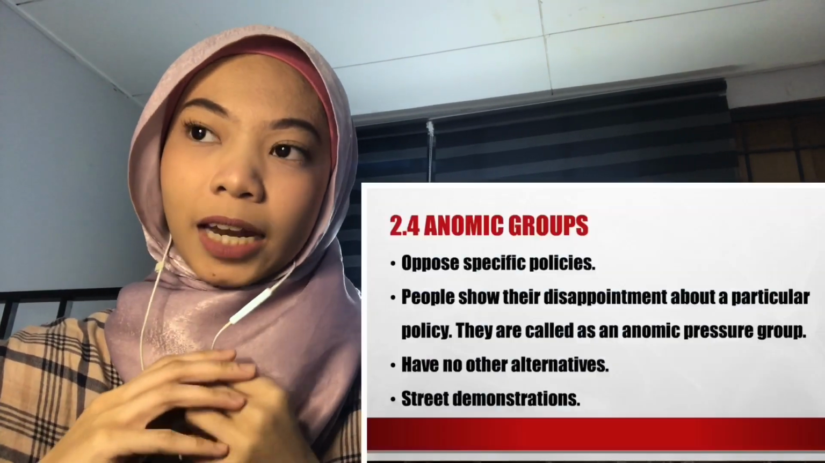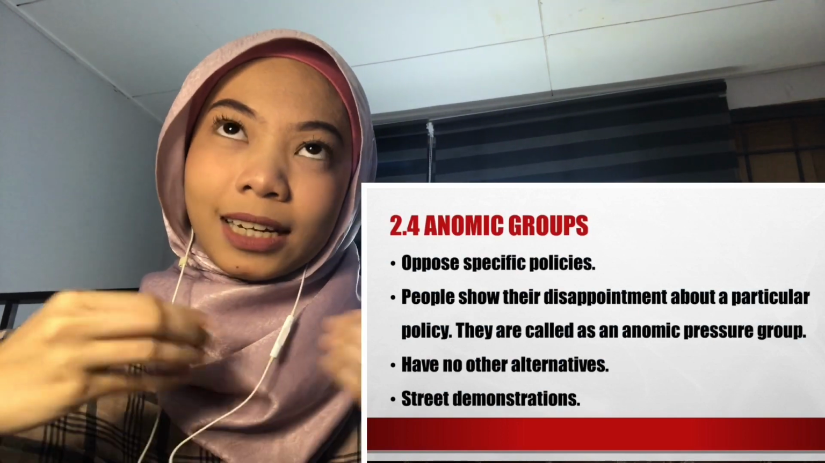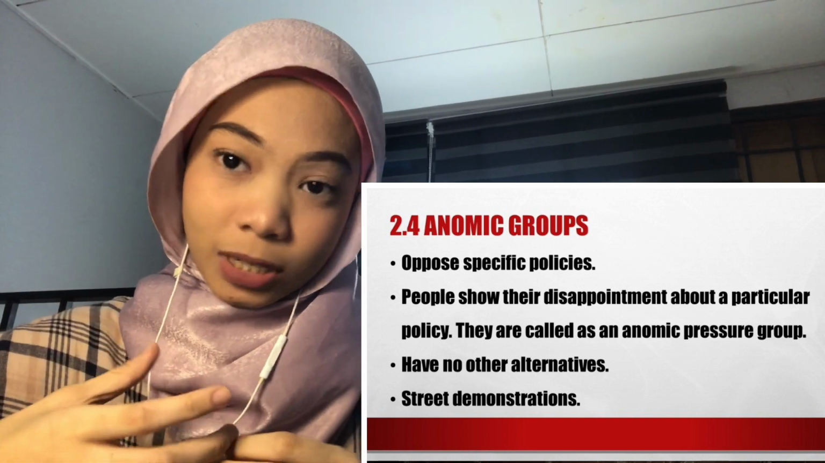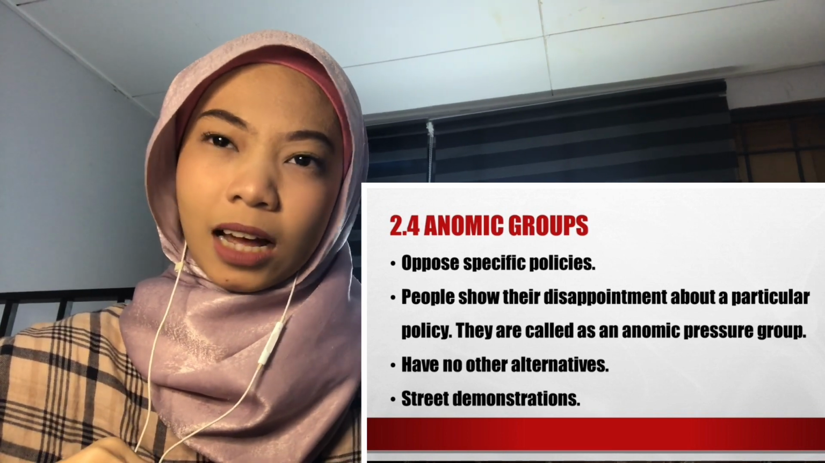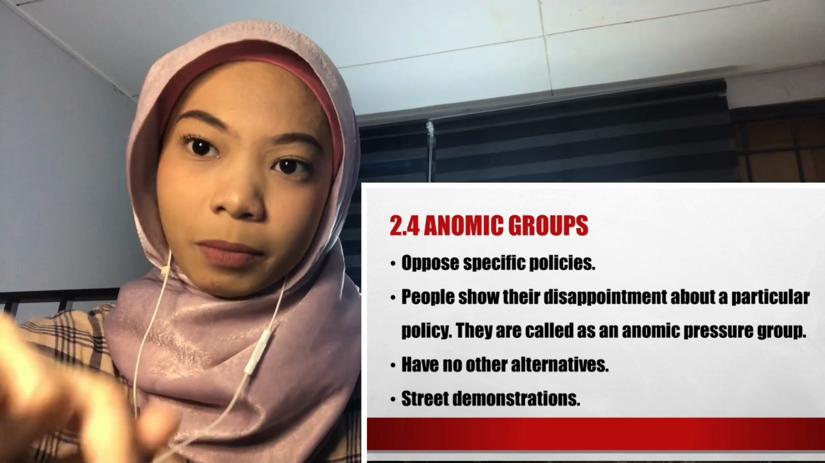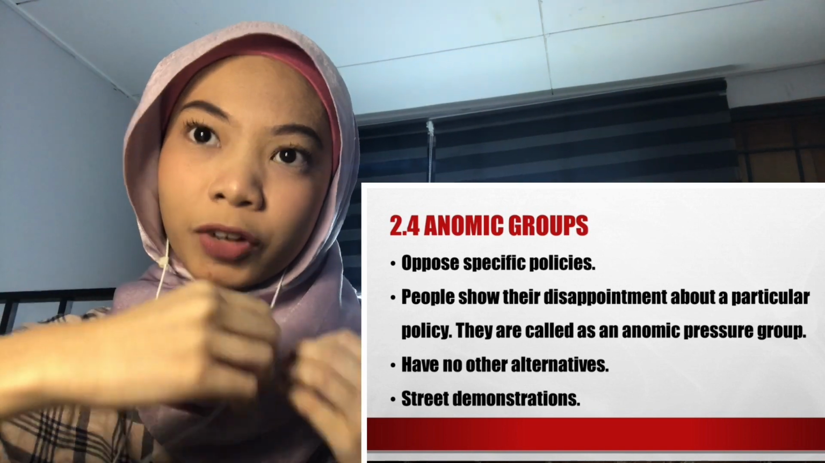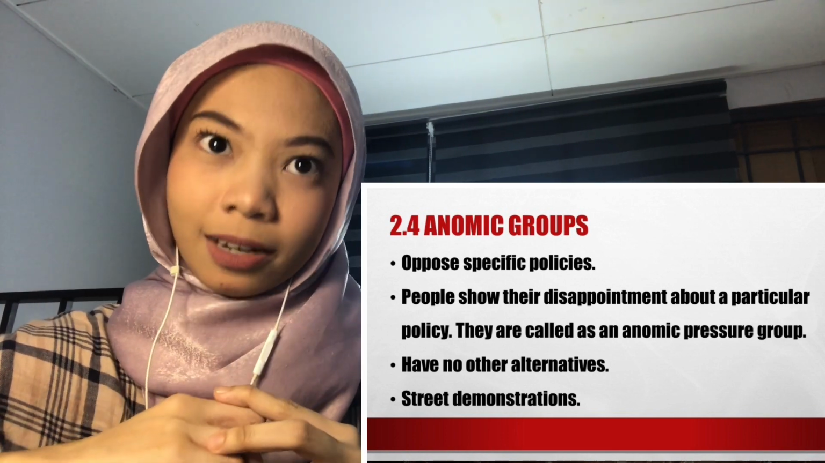Okay, today I will explain about the fourth type of pressure group, which is anomic groups. Okay, these types of groups are born spontaneously when people strongly oppose specific policies. There is a serious public concern that demands immediate political action. The word anomic means a sense of separation from social norms without any pre-planning or organization.